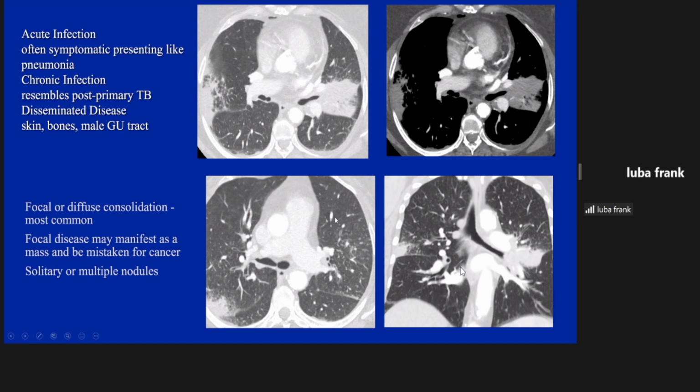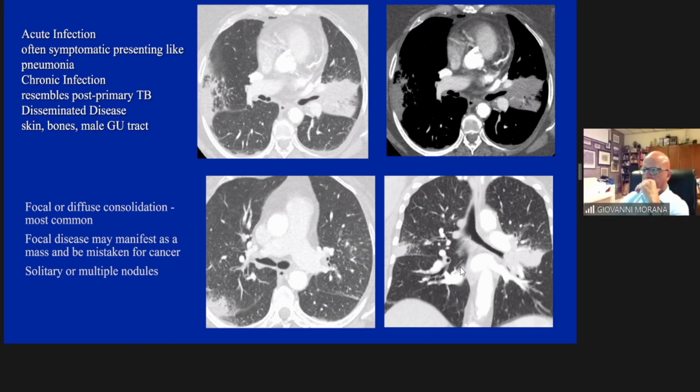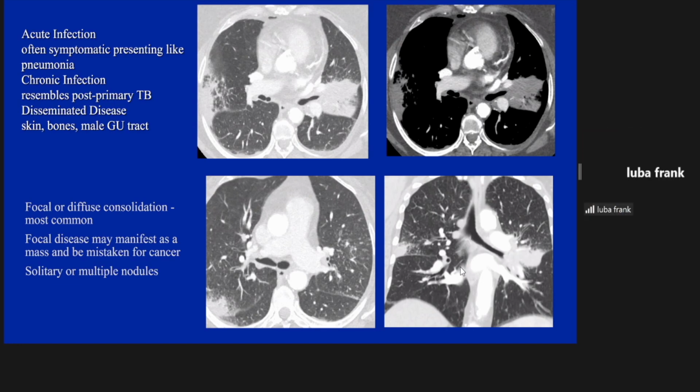On top of it, when we're looking at the lower slices here, axial and coronal reformatted images, there is some additional nodularity in both lungs that is seen in bilateral lower lobes and also in the upper lobes as well. So this is an acute presentation of blastomycosis. Chronic infection may resemble post-primary tuberculosis. There can also be disseminated disease into skin, bones, and GI tract as well.